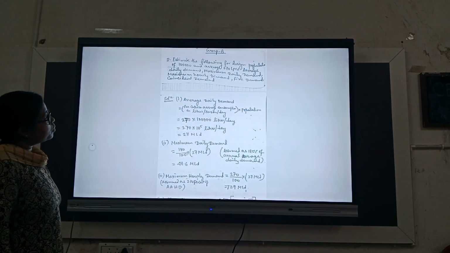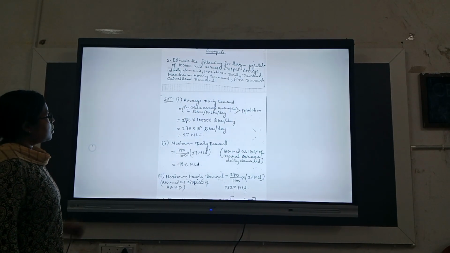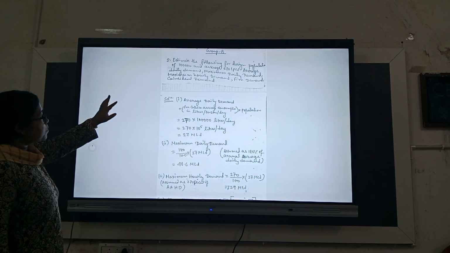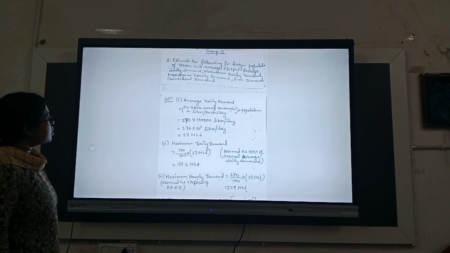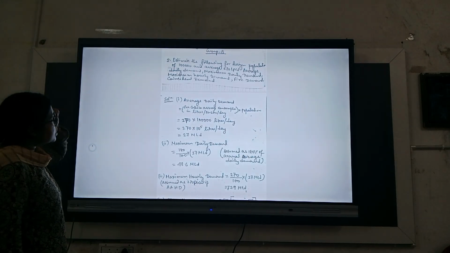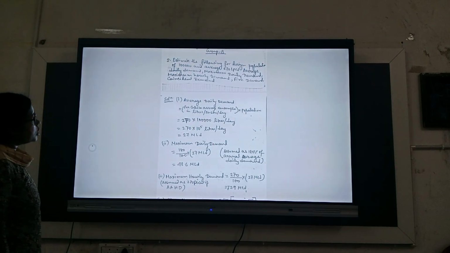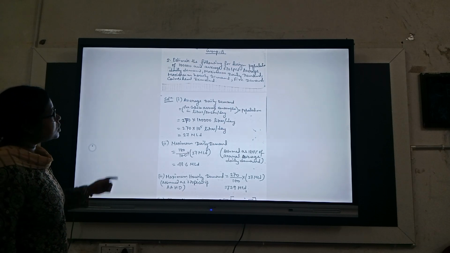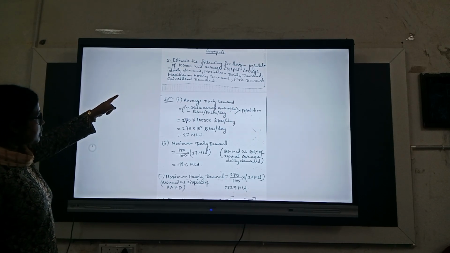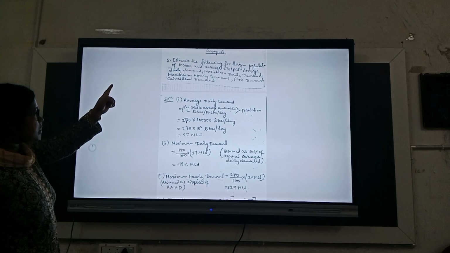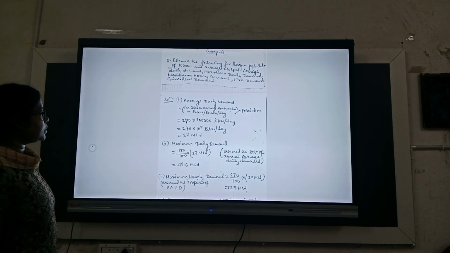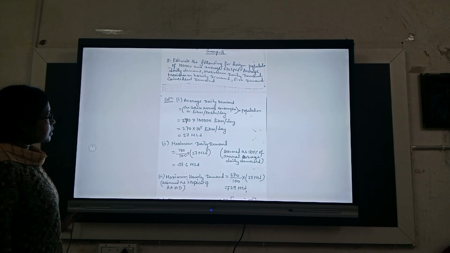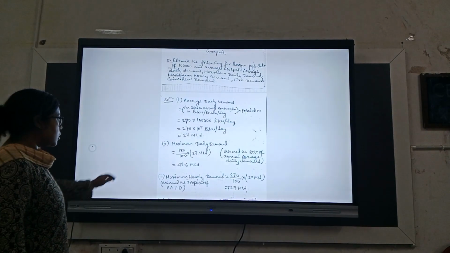Now we are solving the group B questions of the previous question paper. The first problem from group B questions is from the population growth chapter. Question number 2, estimate the following for design population of 1 lakh and average 270 LPCD: average daily demand, maximum daily demand, maximum hourly demand, fire demand and coincident demand. These are the demands we have to find out.